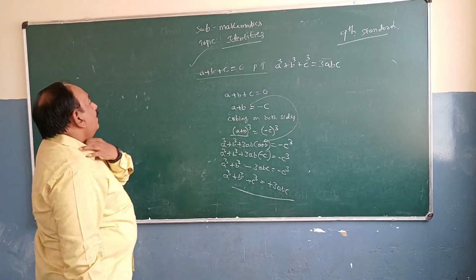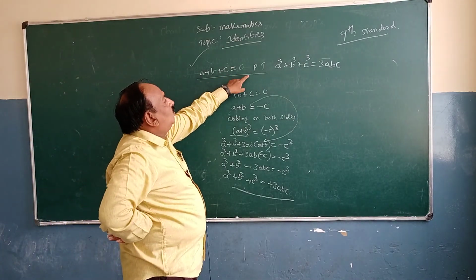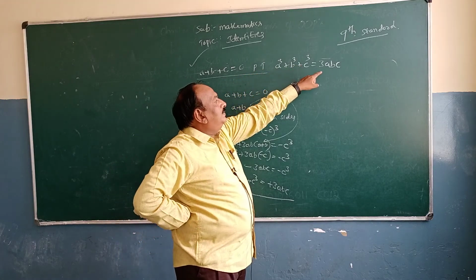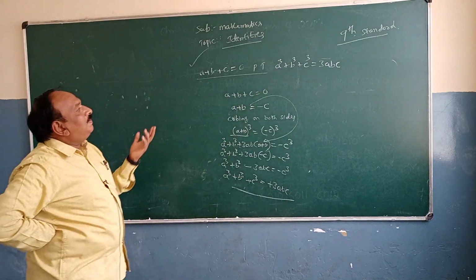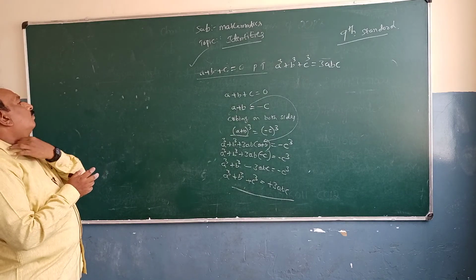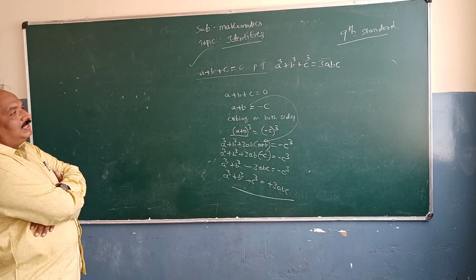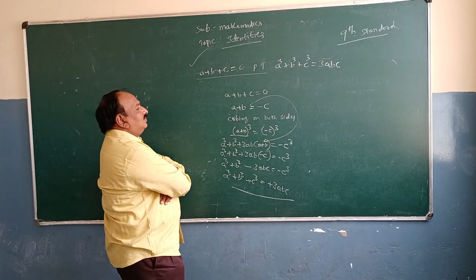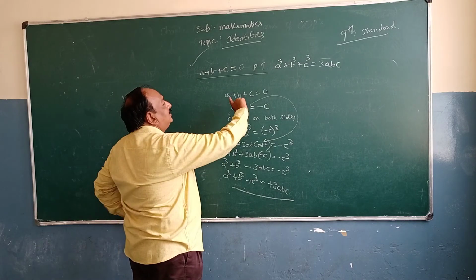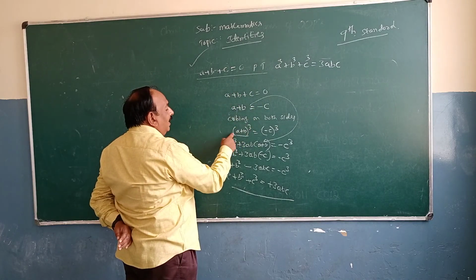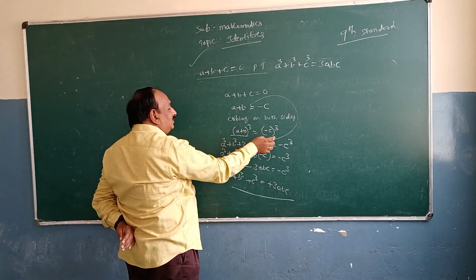So once again, if a plus b plus c is equal to 0, prove that a cube plus b cube plus c cube is equal to 3abc. This may be asked in another way. If x plus y plus z is equal to 0, prove that x cube plus y cube plus z cube is equal to 3xyz. If a plus b plus c is equal to 0, put a plus b as it is, plus c come to this side minus c, cubing on both sides, a plus b whole cube is equal to minus c whole cube.